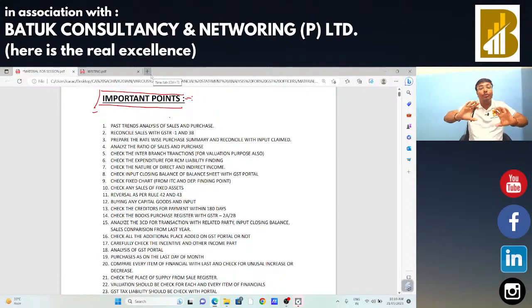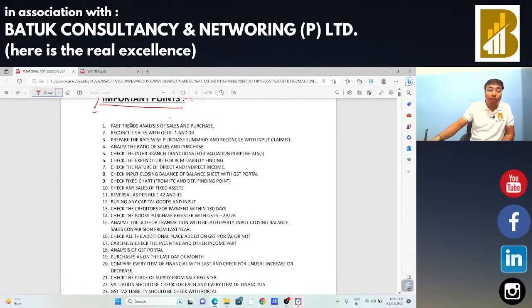And if we are going to do the audit in a smart way, this is my assurance to you, you can do the audit easily, you can find out the leakages very easily, and you can do the audit on time. Okay, so the first thing on which we need to do the work is past trends analysis of the sales and purchase.